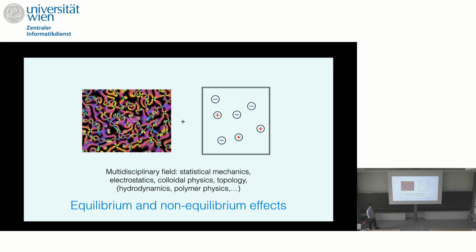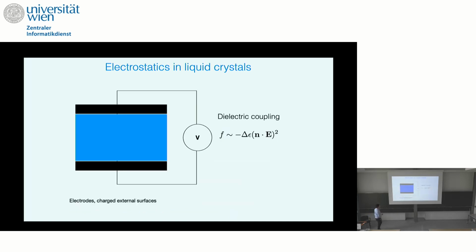in this talk, I would like to discuss some of the salient equilibrium and non-equilibrium effects associated when you combine these two systems. So how are liquid crystalline systems different than, for example, isotropic liquids like water? So I will go through the main type of couplings you can expect between the orientational order and the electrostatic effects.